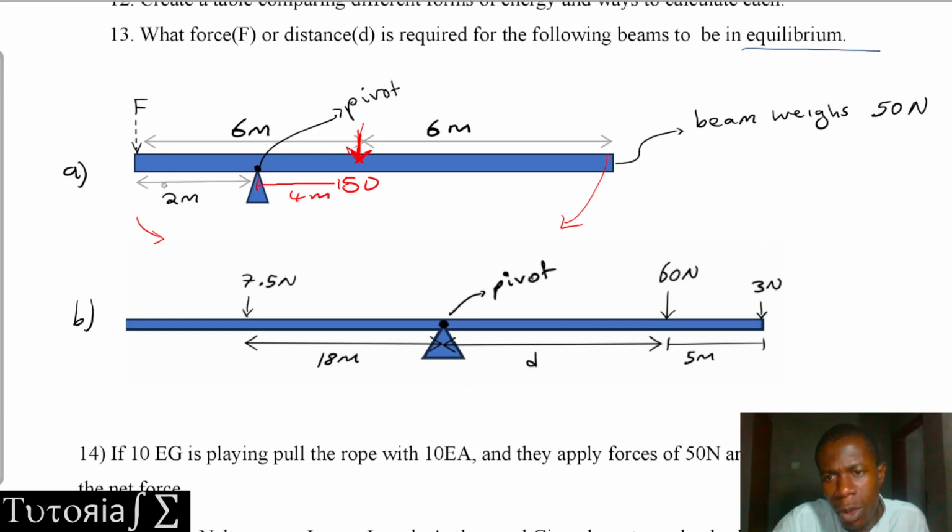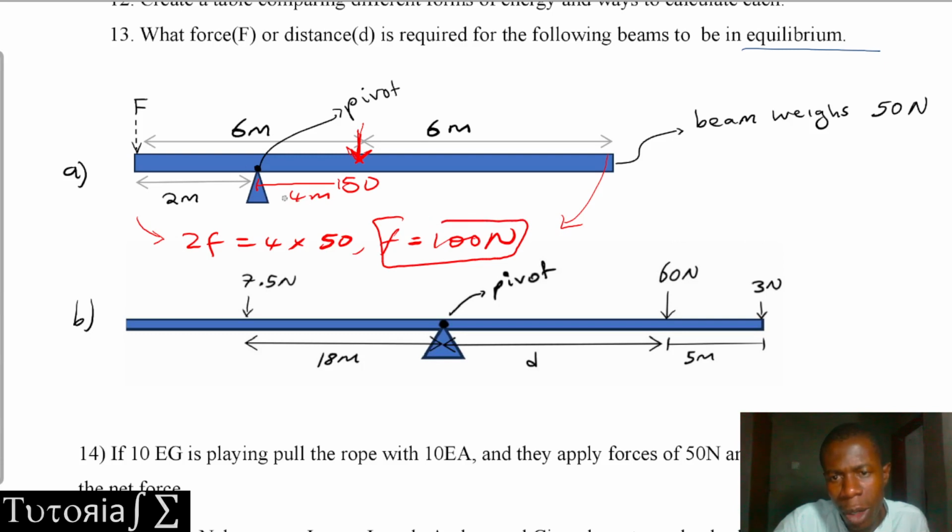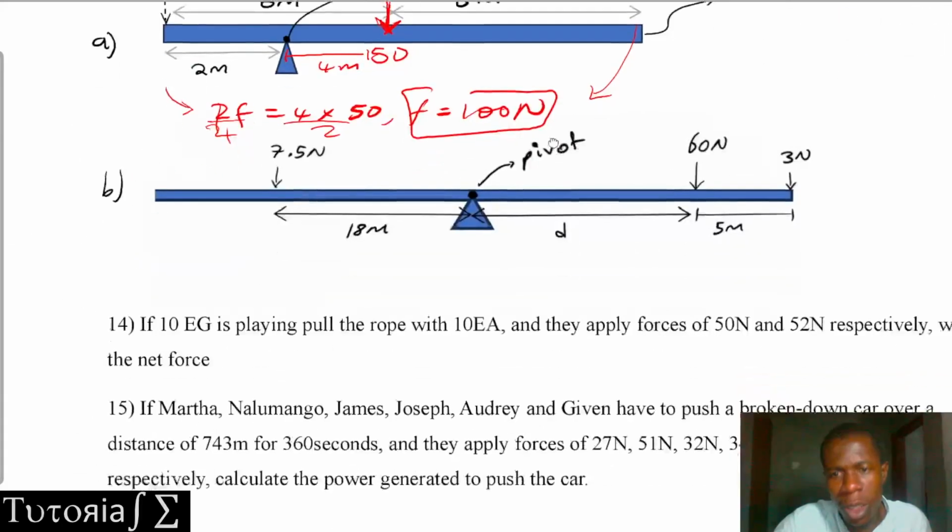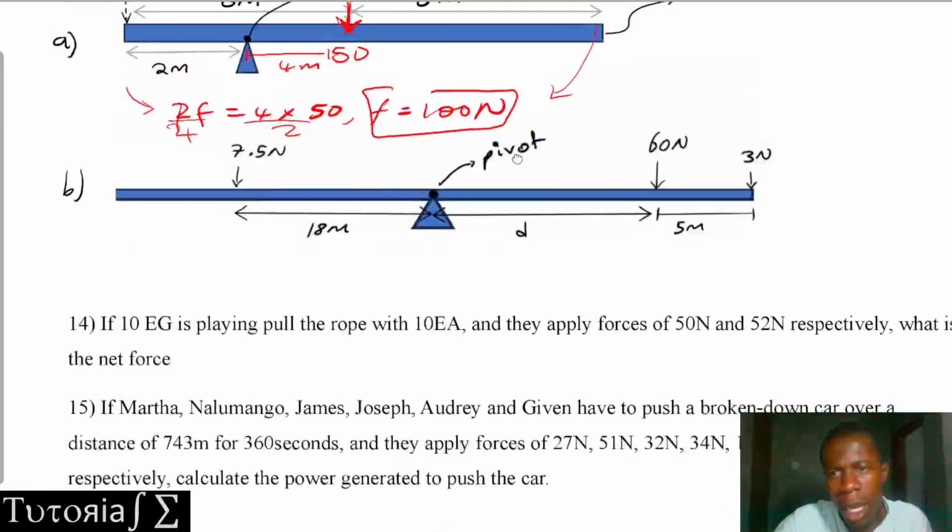And basically 2F is equal to 4 times 50, which will give you your force of 100 newtons. So that is how you were supposed to work out this one. You basically divide by 2 there, and you will get a force of 100 newtons. So that is question A.